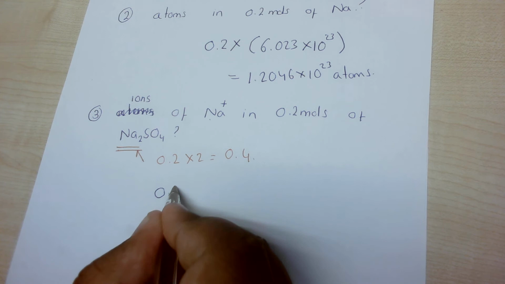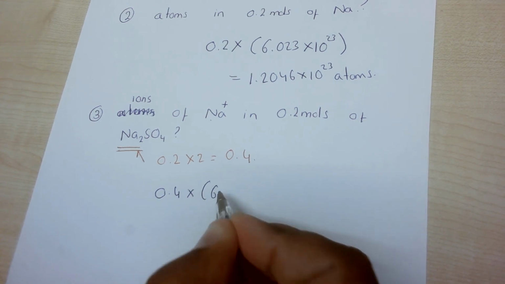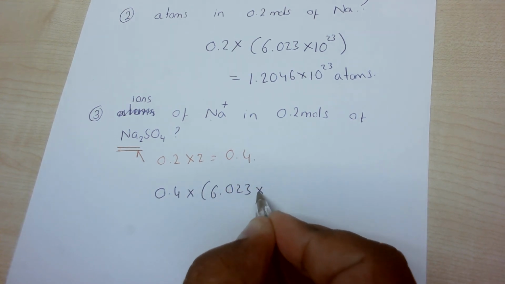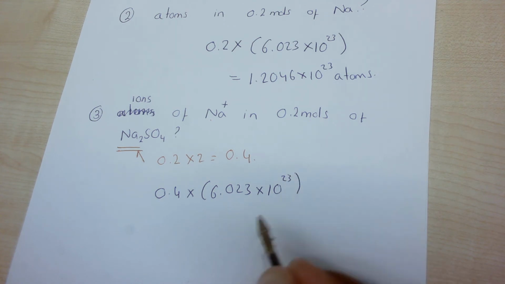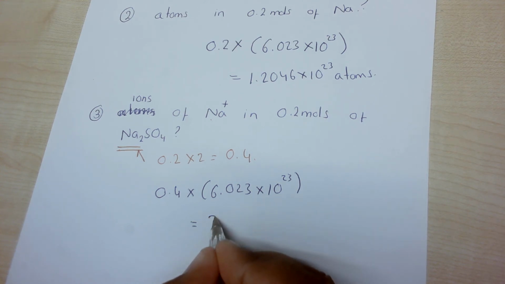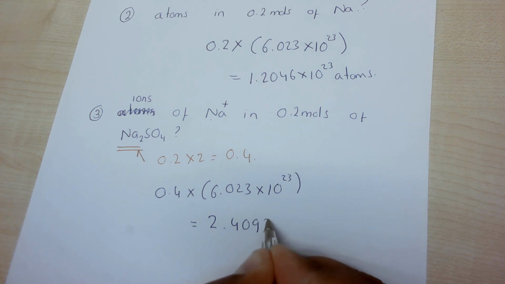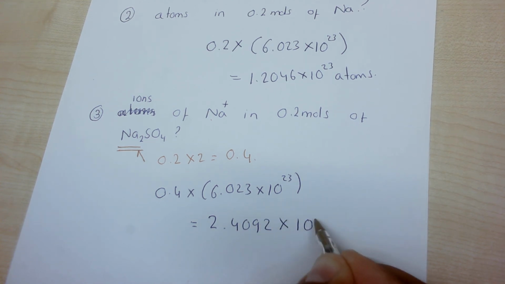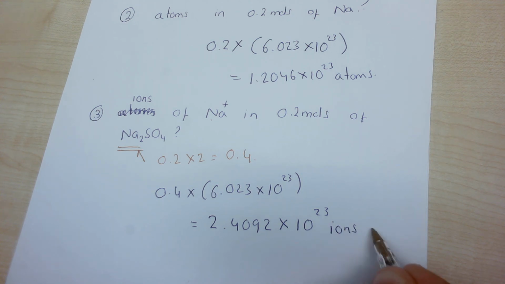Once I've got the 0.4, then again, all I need to do for that particular question is I take the 0.4, multiply it by Avogadro's constant, 6.023 times 10 to the power of 23, and I get my final answer. And if I multiply that by 0.4, I'll get my final answer to be 2.4092 times 10 to the power of 23 ions of sodium.